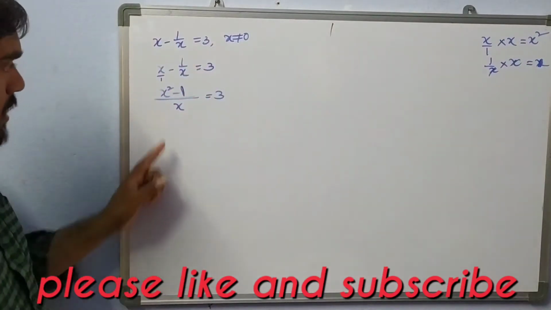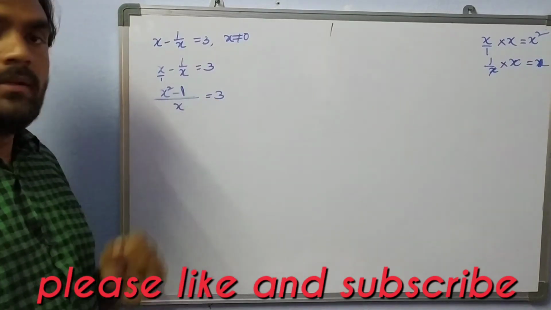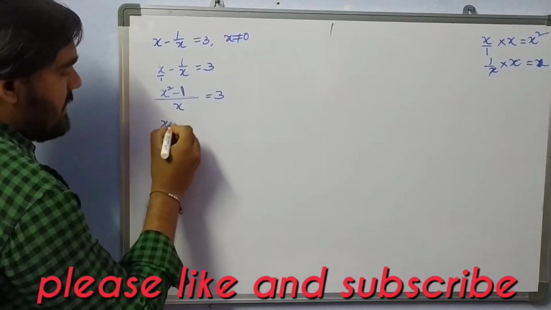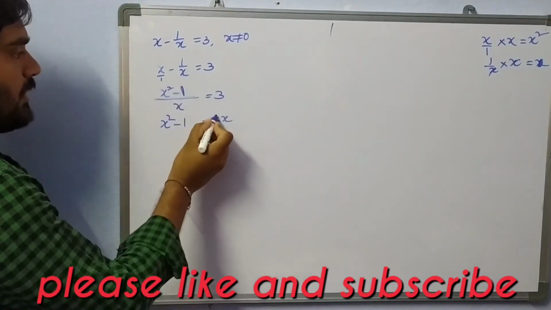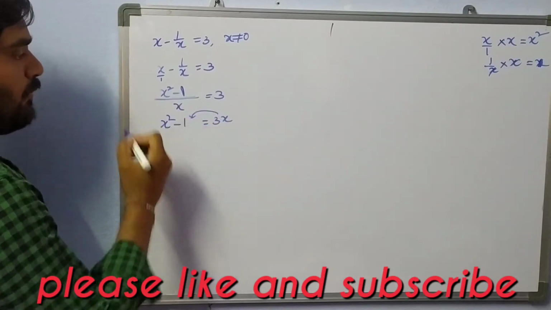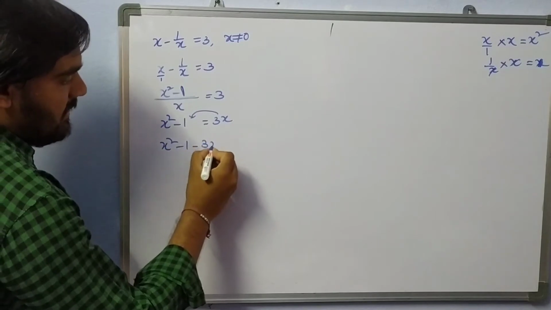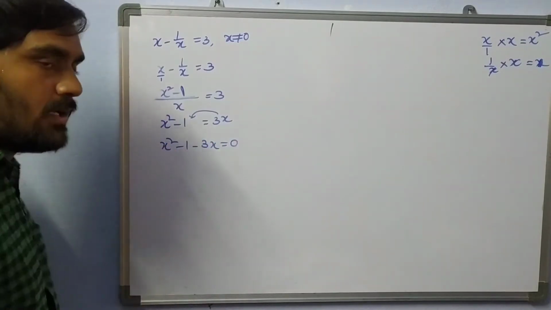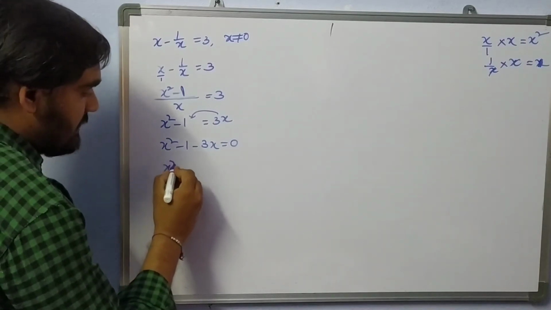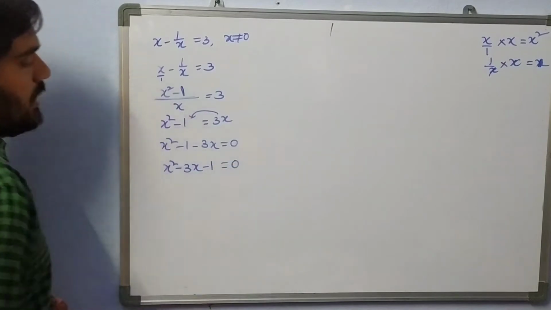See here, x is dividing here, so after the equal sign it will multiply with 3. So x square minus 1 is equal to 3x. We need to get this 3x before the equal sign, so x square minus 3x is equal to 1. Now interchange the terms of this equation, so we will get x square minus 3x minus 1 is equal to 0.